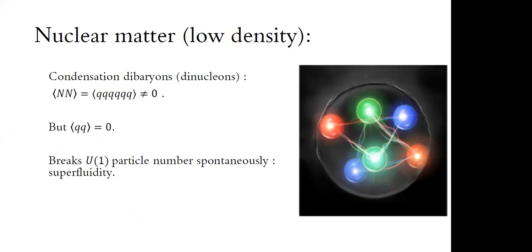So there is this corresponding 6 quark operator that has a non-zero expectation value. Q stands for quark fields. Remember that every single quark field comes with a color and a flavor index. Now, inside this nuclear matter, however, the diquark fields, like two quark fields, do not have non-zero expectation values. That's what we expect inside nuclear matter. And this dinucleon object breaks U(1) particle number spontaneously, and that gives rise to superfluidity.